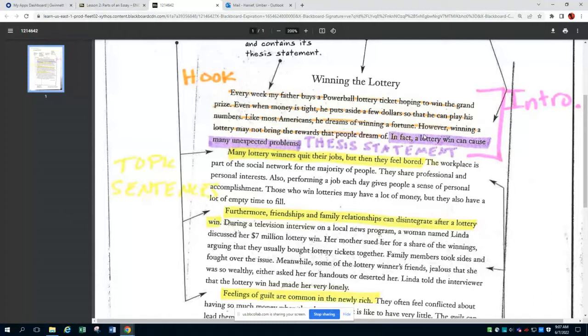Every week, my father buys a Powerball lottery ticket, hoping to win the grand prize. Even when money is tight.